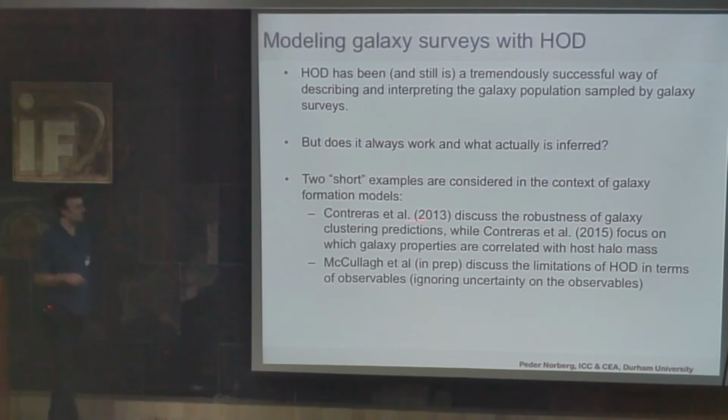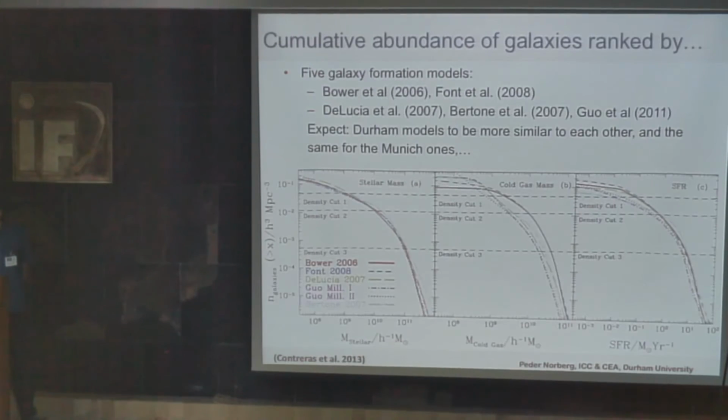Okay, so let's go on now to the second part of the talk, which is about modeling galaxy surveys with HODs, and this is more about the HOD modeling aspect of it. What I want to say here is that to some level HODs have been and still are a tremendously successful way of describing and interpreting a galaxy population sampled by galaxy surveys. Yeah, they're very, very useful. But does it always work? And what is actually inferred? I think that's the thing to look into here.